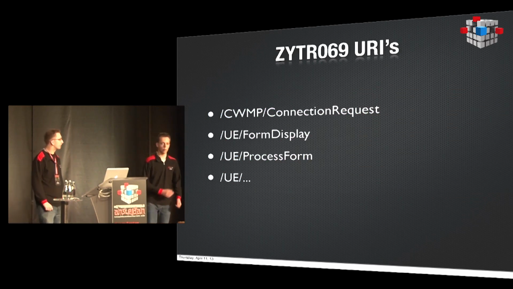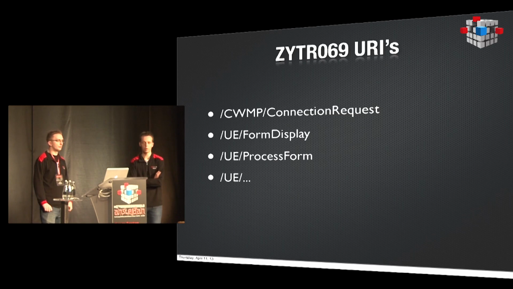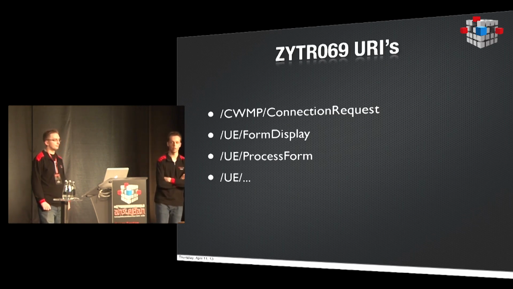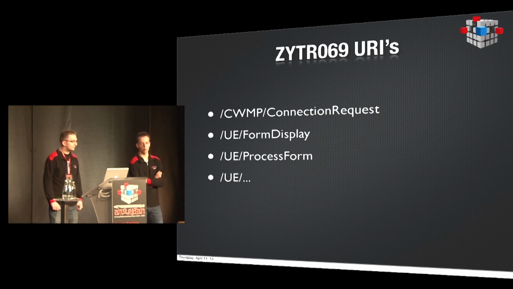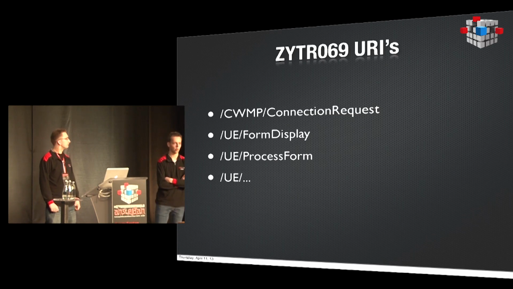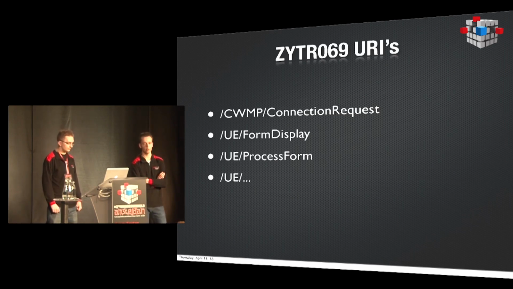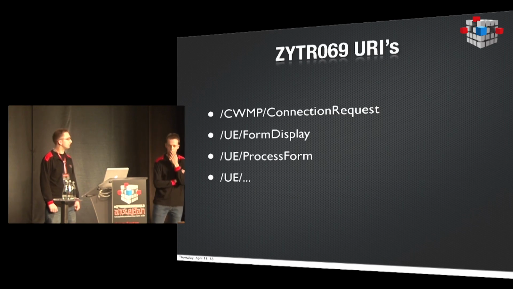Okay, let's talk about the URLs this daemon is using. We use the strings utility to get these URIs out of the binary, and the first one, the top one, is /cwmp/connection request. That's the URI that's used by the ACS to initiate a request to set up a session. And then you have a few other URIs, and they all start with /UE.